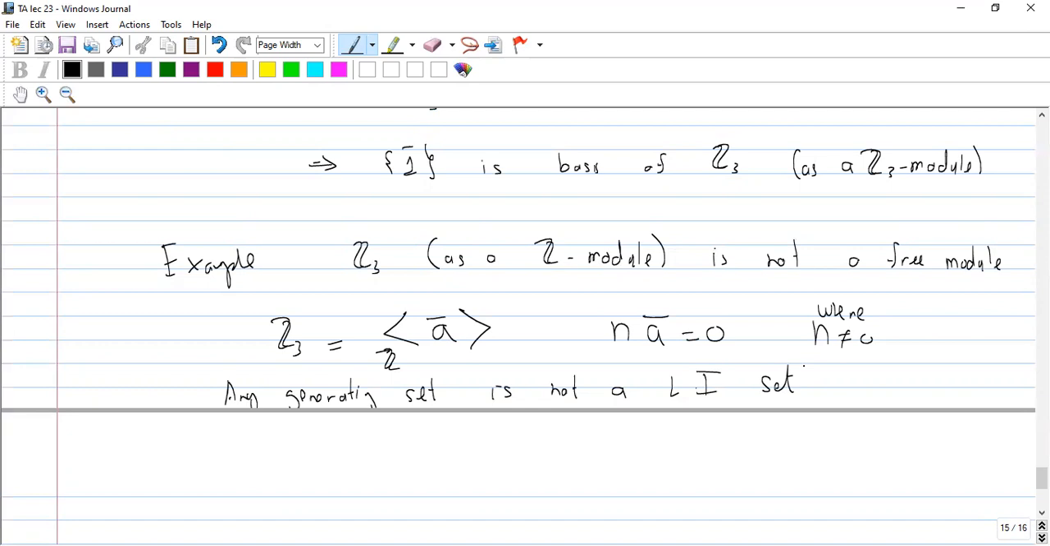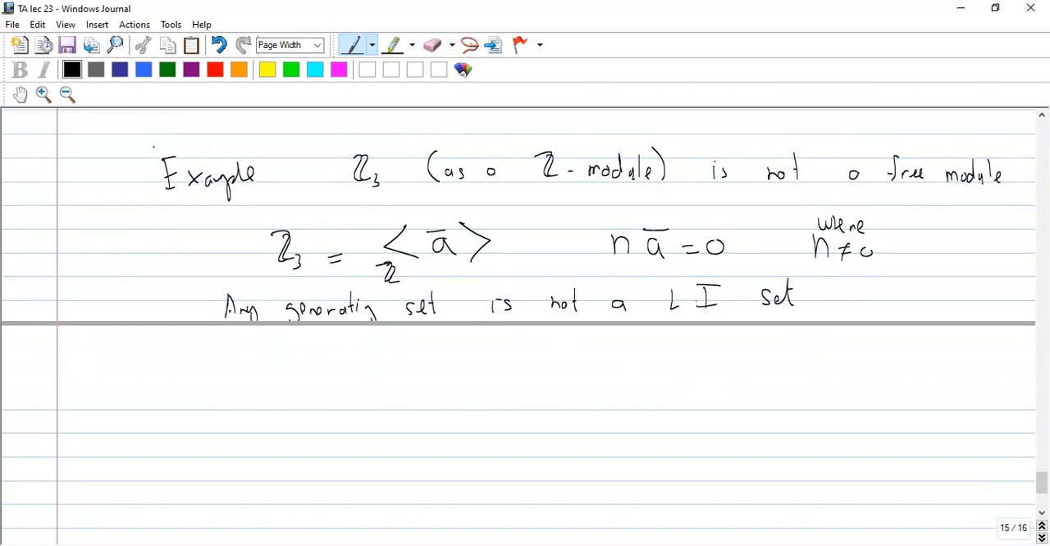So it means that Z3 as a Z module is not free. Now the next, actually you can call it a remark, it's better to call it a remark, that how can we characterize cyclic modules as free modules. First, how can I characterize cyclic modules so that they are free modules? You all know the answer.